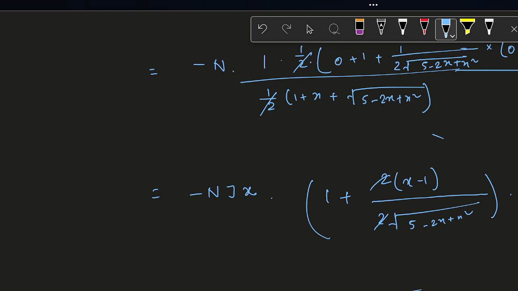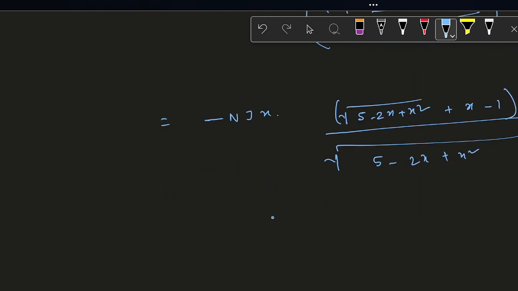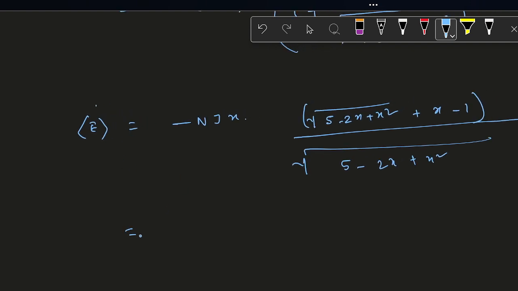root over 5 minus 2x plus x squared plus x minus 1, this is the first term, divided by root over 5 minus 2x plus x squared. The second term is root over 5 minus 2x plus x squared plus x plus 1. So this is your ultimate expression of the average energy E, but you can always choose to simplify it even further if you are given options like this.